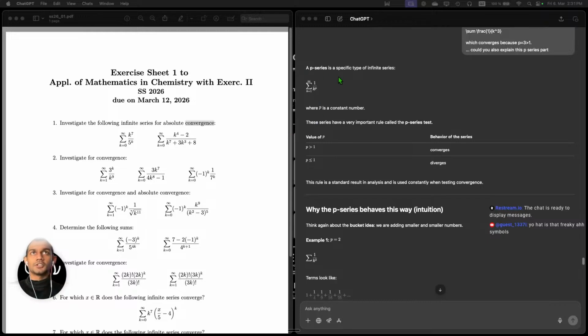A P-series is a specific type of infinite series. P is a constant number. These series have a very important rule called the P-series test, involving the value of P in k raised to P. I'll just write that down. P-series test.